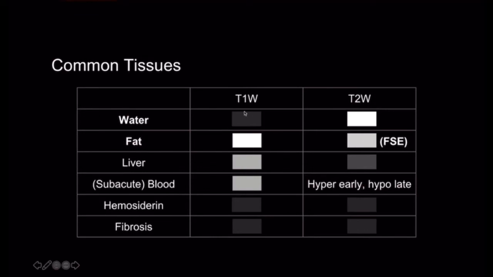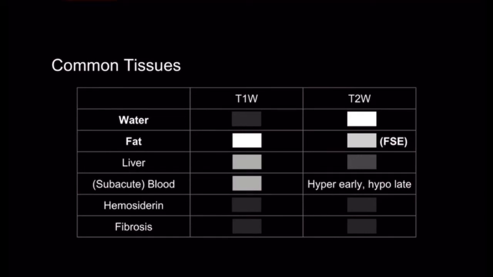So water is going to be T1 relatively dark and T2 pretty bright or very bright. Fat is going to be bright on T1 weighted images. It's more complex on T2 weighted images, but for fast spin echo or fast T2 weighted images, fat is going to look relatively bright.